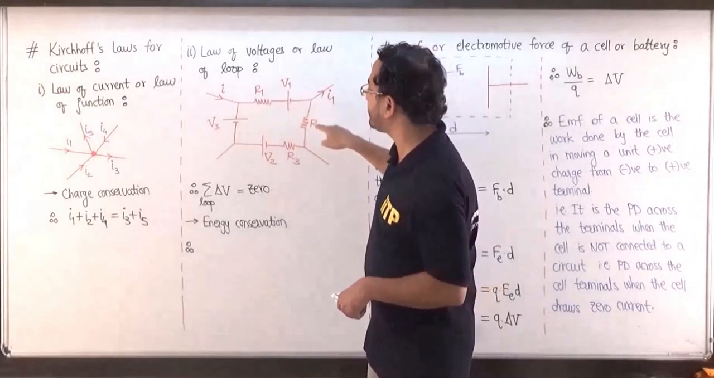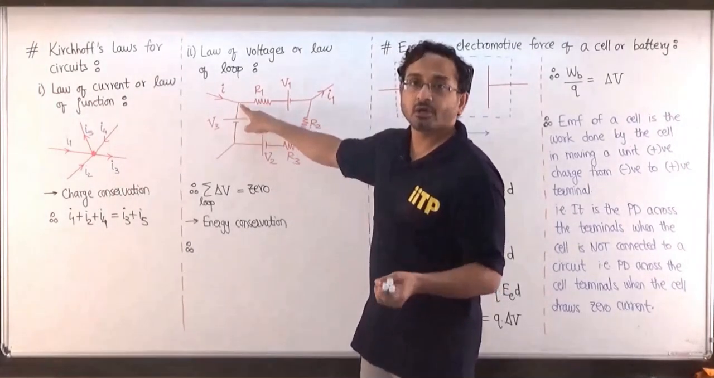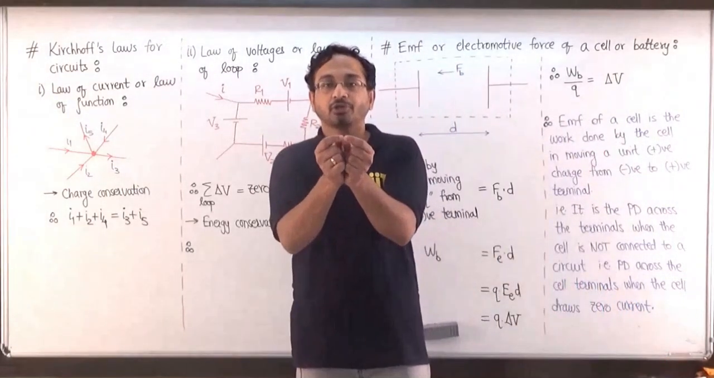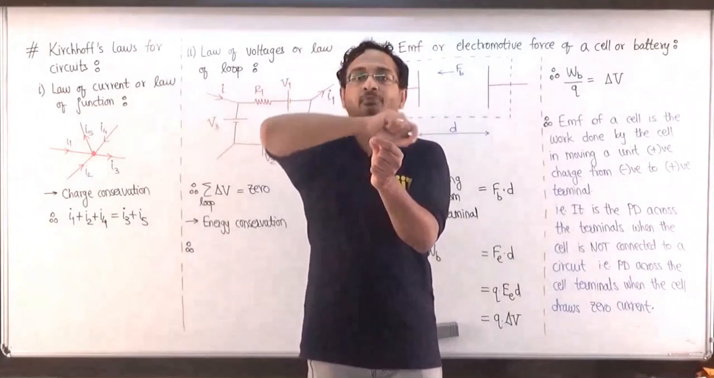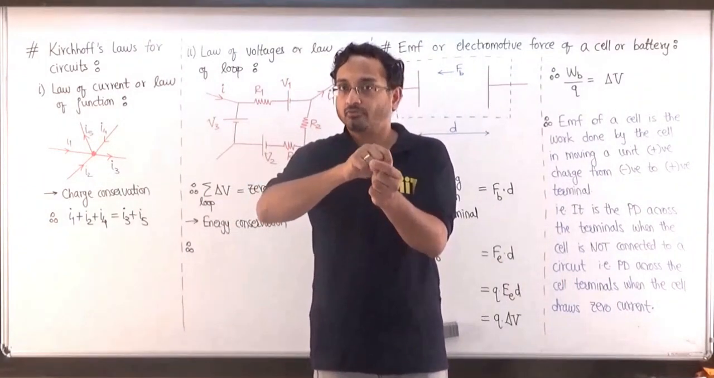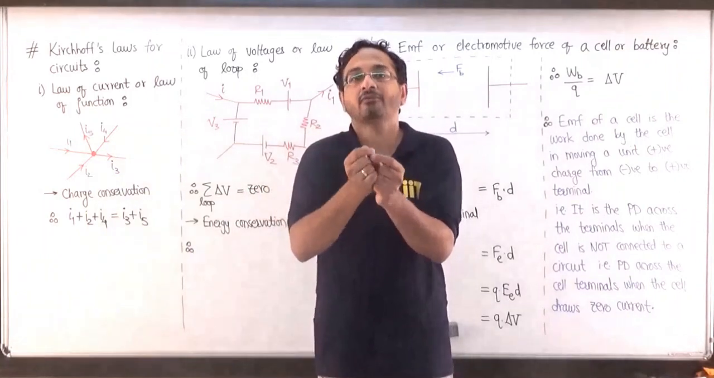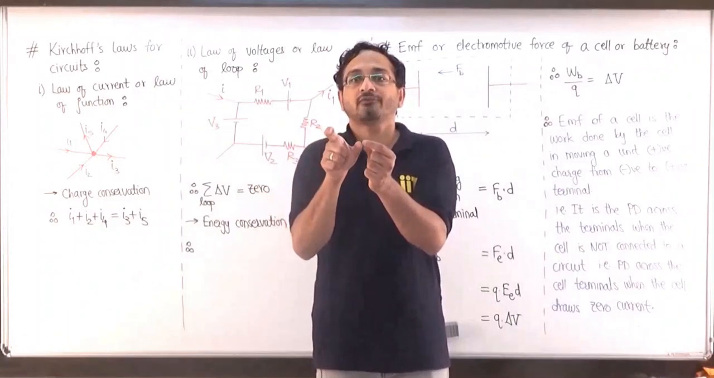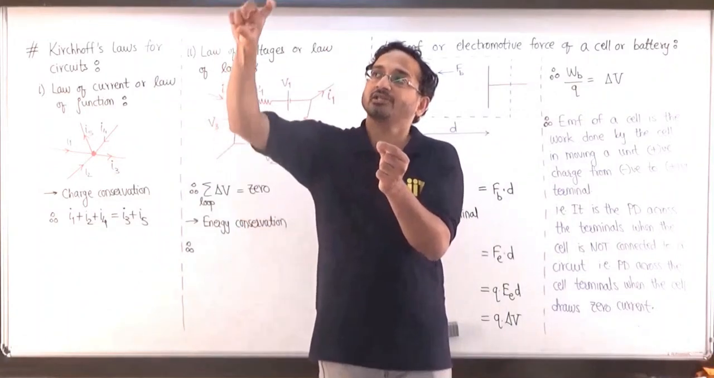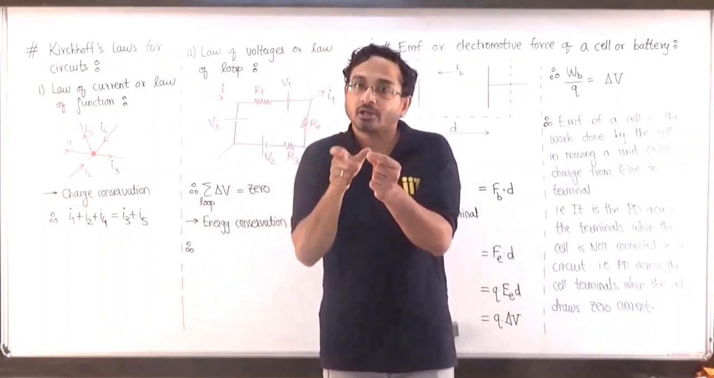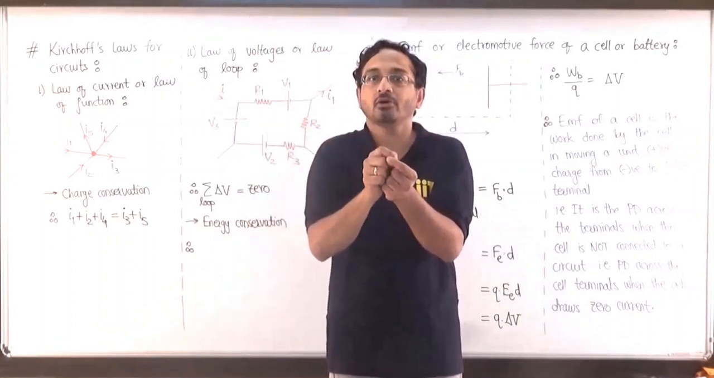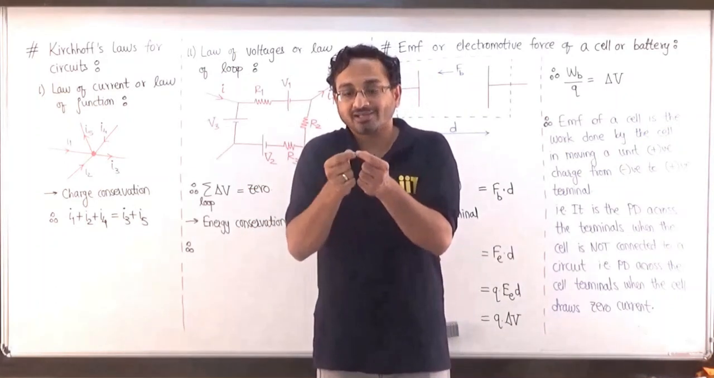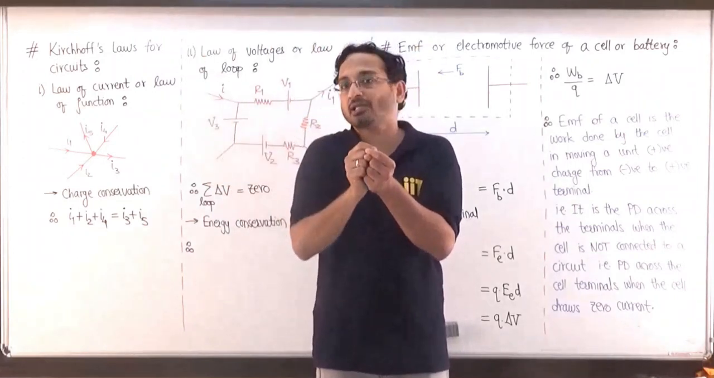If I add all of them along the closed loop, obviously 0, because if I start from this point, which has a particular potential, and come back to the same point, whatever way we want, whatever sense we have, it doesn't matter. If I come back to the same point, then the total potential difference has to be 0, because electric force is a conservative force. As a result, the total work done over a closed path has to be 0.